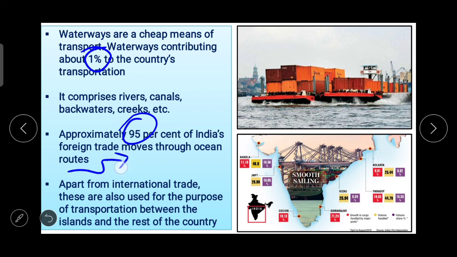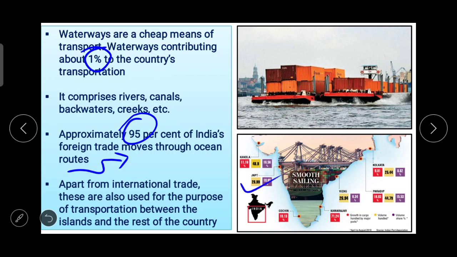Again, the thing we have to understand is that waterways are a cheap means of transport. Waterways contribute about 1% to the country's transportation. कंट्री के ट्रांसपोर्टेशन को सिर्फ 1% ही वाटरवेज कंट्रीब्यूट करते हैं. But when we are talking about approximate foreign trade, then 95% of India's foreign trade moves through ocean routes. Apart from international trade, these are also used for transportation between the islands and the rest of the country.